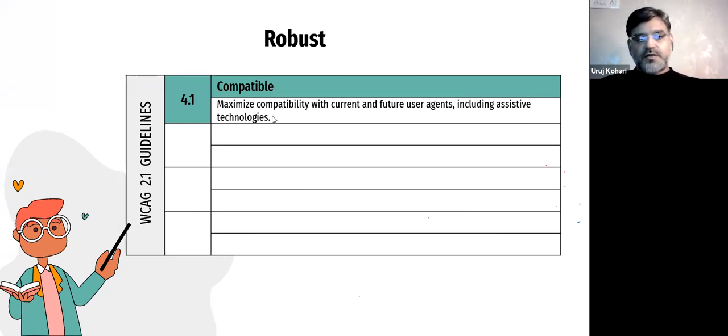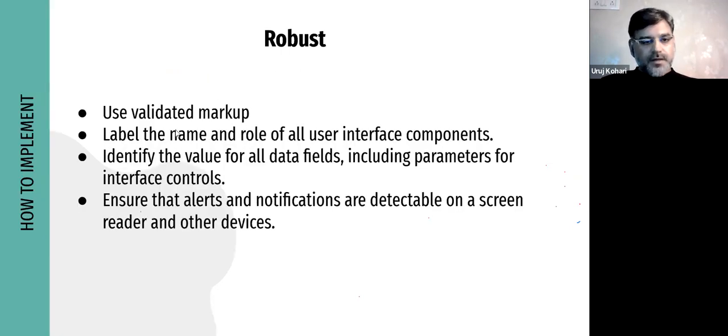So we do have ways in which you could extend the compatibility or improve the accessibility by using other forms such as ARIA, okay, or even, as we mentioned, semantic HTML. So all of these things we can use to ensure that this part is something that we can take care of. Okay, so we are using validated markups. We are labeling the role of the interface components and all of that, to ensure that these things really work together, to ensure we have a very accessible output.